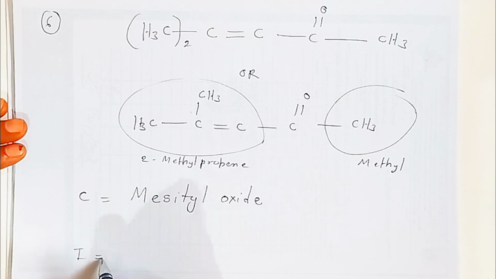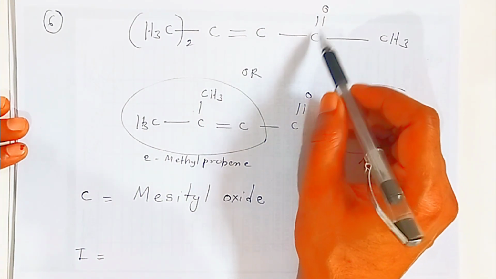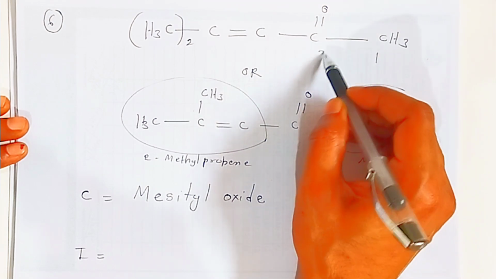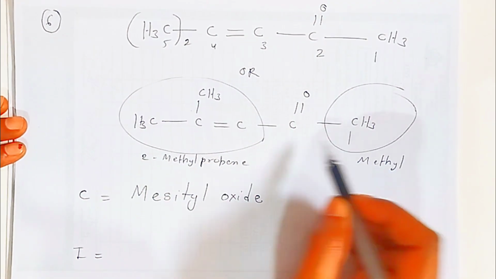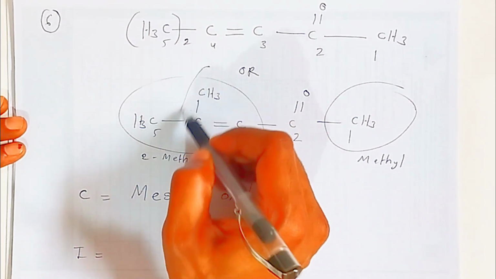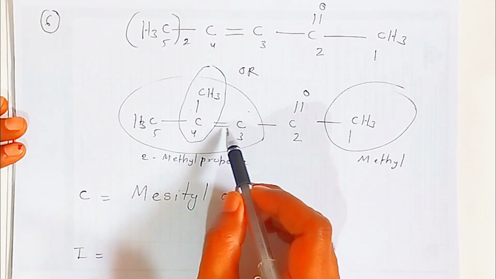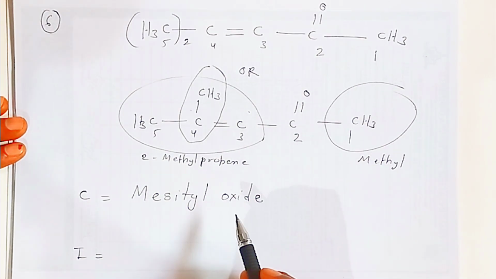In the IUPAC system, students, you have to choose the longest chain of carbon. Give this carbon number 1 because it is very near to this carbonyl group. So this is carbon number 1, 2, 3, 4, 5. Say for example, this carbon will be first, then 1, 2, 3, 4 and 5. At carbon number 4 you have a methyl group, at carbon number 3 you have a carbon-carbon double bond, and at carbon number 2 you have the carbonyl group. So what will be the name, students?